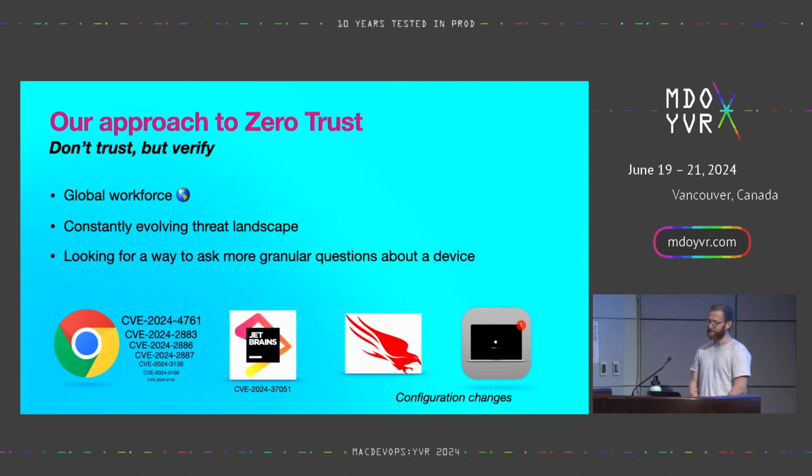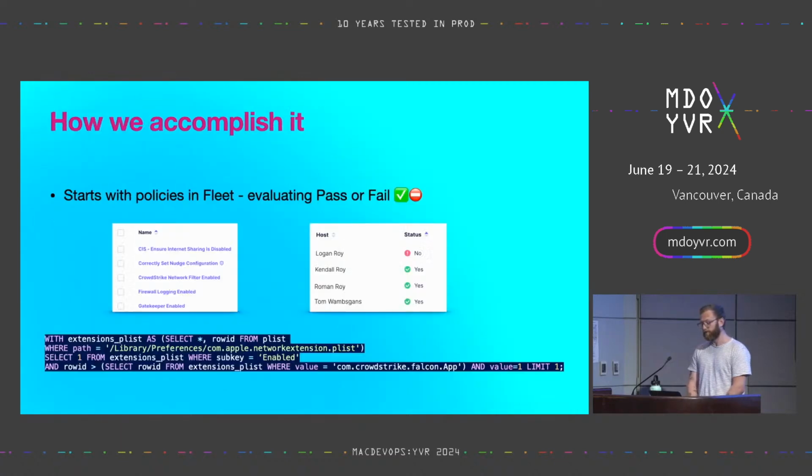Okay, so Zero Trust. It's a framework that we have adhered to for a while now, but we were looking for a more granular way to ask questions about our devices in order to make authentication decisions. So looking at things like Chrome OS versions or vulnerabilities in JetBrains IDE, but also looking at other configuration changes. So is the CrowdStrike filter enabled and is the sensor loaded correctly? But also looking at things like Nudge. Are we loaded in the user space? Are we looking at the correct configuration file? So through that, we can use policies in Fleet to evaluate whether these things are pass-fail.